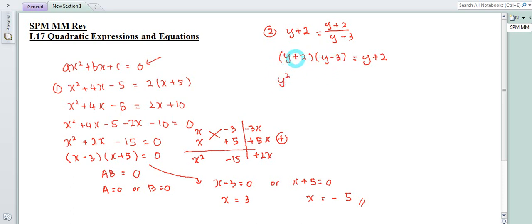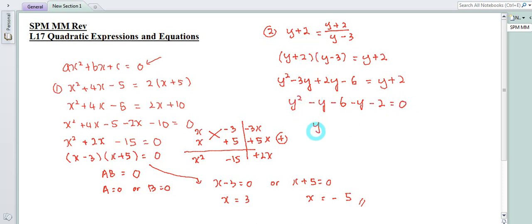Y squared, y times negative 3, you get negative 3y. 2 times y, you get 2y. So 2 times negative 3, you get negative 6, equal to y plus 2. Okay, here we can simplify it. You get y squared. Negative 3y plus 2y, you get negative y. Okay, here negative 6. Bring this 2 over here. Negative y, negative 2.